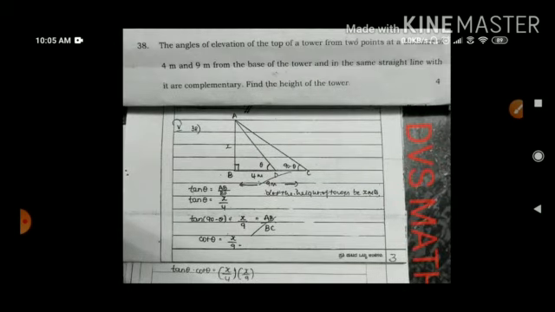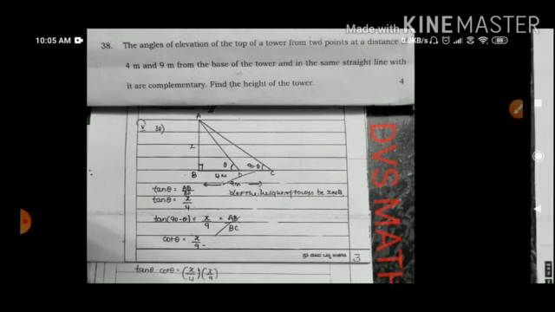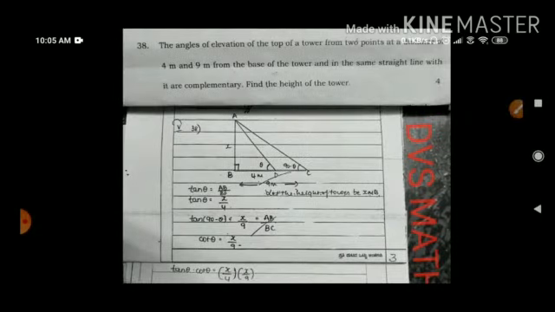One question will be related to the application of trigonometry. The angle of elevation of the top of a tower from 2 points at a distance of 4 meters and 9 meters from the base of the tower, in the same straight line, are complementary. Find the height. It is the last question in your exercise. So draw. As you all know, complementary means that the sum of two angles is 90 degrees. So if one is theta, the other will be 90 minus theta.